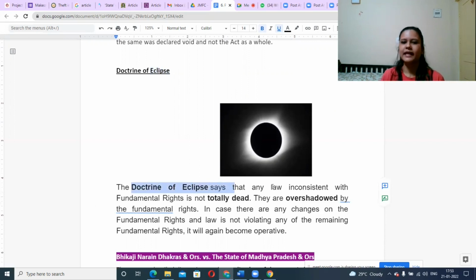The doctrine of eclipse says that any law inconsistent with fundamental rights is not totally dead. When we say that a certain provision is violating the provisions of Part 3, so this is void, this is not applicable, we do not mean that the entire law or the section in itself is completely dead. It's not dead. The provision is still there. But what happens is it is overshadowed by fundamental rights.